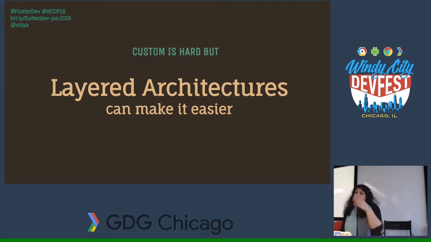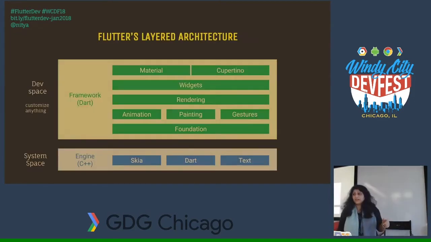The way to do this is layered architectures, and this is what Flutter's architecture looks like. And now I'm going to ask the question that's going to make you all hate me. How many of you know Dart? Okay, Dart, ever heard of Dart? Yes, okay, how many of you heard of Dart? Okay, so we're not altogether bad.